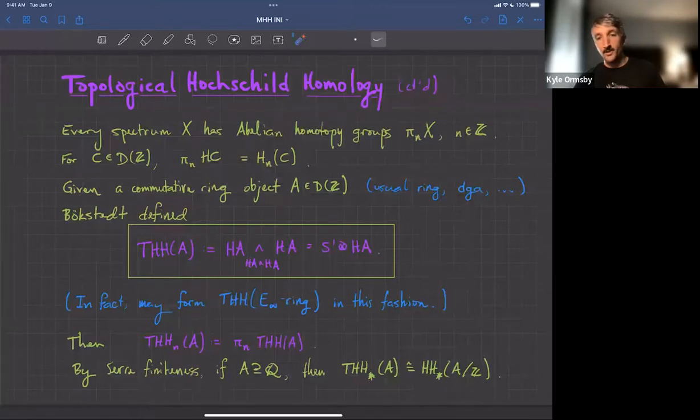Now, in certain cases, this gives us nothing new, and I'd like to view that as a good thing. We're recovering the classical construction. It's a consequence of Serre finiteness that when A is characteristic 0, this topological Hochschild homology just is the good old Hochschild homology, if we started with, say, a standard commutative ring. Of course, in other scenarios, it's different.